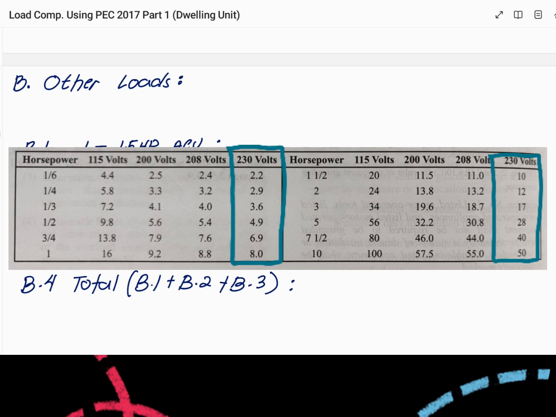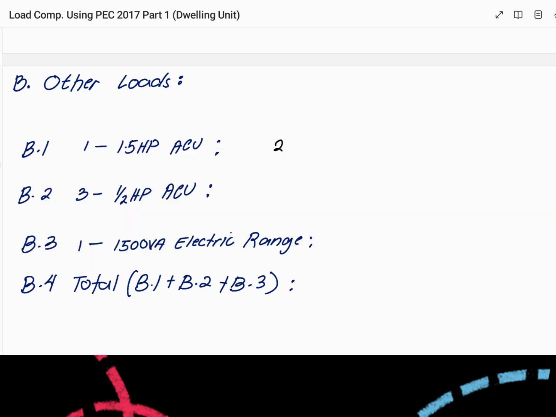For example, at 1.5 HP, its current under 230 volt is 10 amperes. Multiply the current and the voltage, we will get the power rating of the ACU, which is equivalent to 2,300 VA. So just multiply the voltage and current, and we will get the power rating of the ACU.